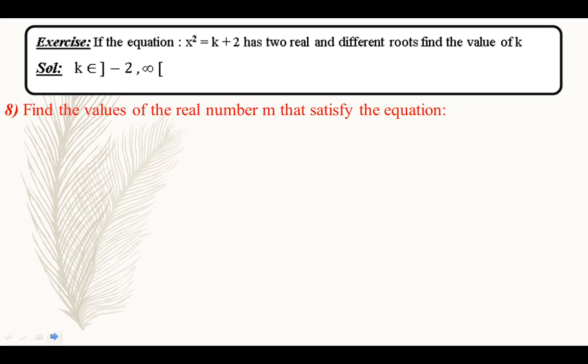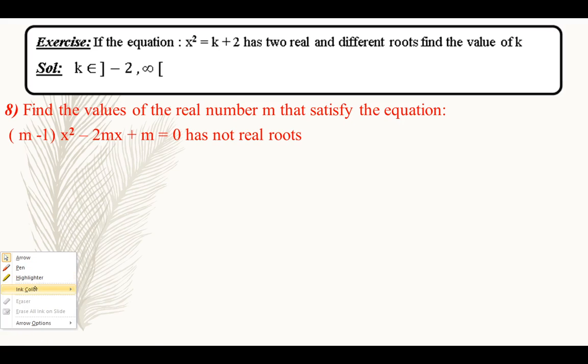Another example. Find the values of the real number m that satisfies the equation m minus 1 x power of 2 minus 2mx plus m has no real roots. Again, he wants us to find the values of m which makes the quadratic equation have no real roots. What do we mean by it has no real roots? Here, we mean that the discriminant is negative.